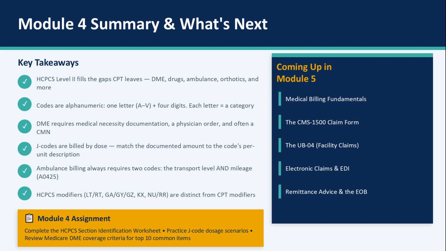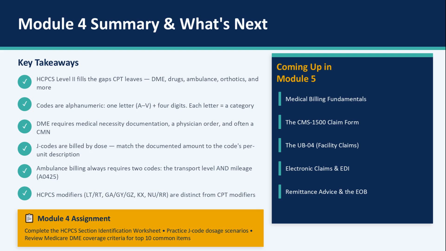6. HCPCS modifiers are a separate universe from CPT modifiers. LT and RT for laterality, GA, GY, GZ for Medicare coverage status, KX for medical necessity confirmation, and NU versus RR for purchase versus rental of DME.